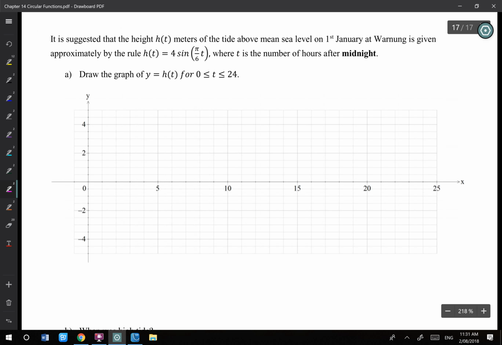Okay, first of all, what I want you to do is to sketch this graph within the period 0 to 24. I'll give you 5 minutes to finish that graph. The sine graph is an easy sine graph, a very easy sine graph. 5 minutes, sketch the sine graph.